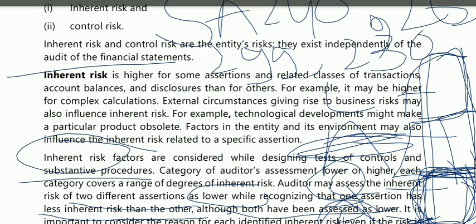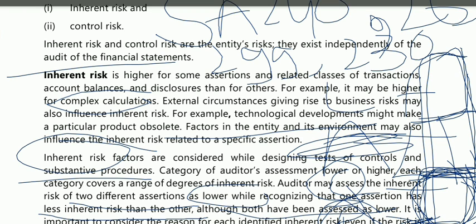Now they have given an example that transactions with complex calculations have high chances of inherent risk, so they have a high amount of inherent risk. Okay, now also inherent risk is influenced by various factors. First is the factors in the entity and its environment, so they may also give rise to inherent risk. Secondly, they have told you that external circumstances giving rise to business risk may also influence the inherent risk. So that means if there is any change in fashion or change in technology, the existing stock might get obsolete. So in that way the inherent risk with the assertion of inventory, right, your assets, is higher than other assertions.